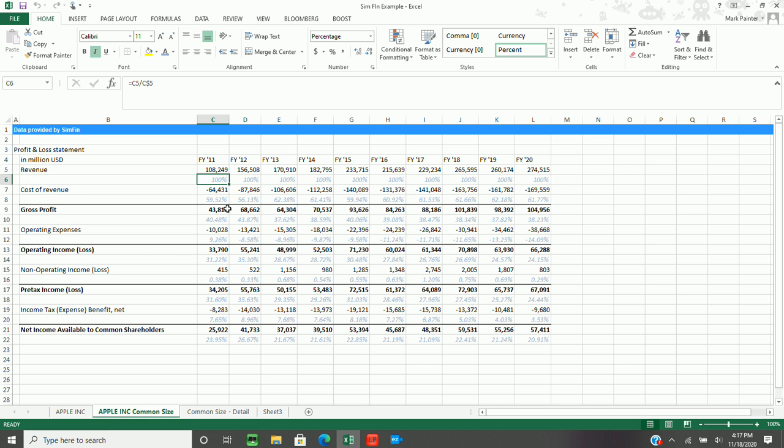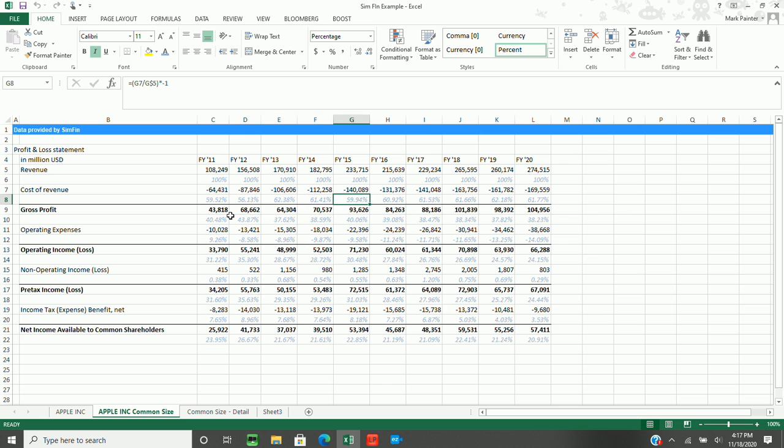So what a common size does is, on the website we looked at growth rates, and here we look at common size to see what's going on in the particular business. So cost of revenue is really the direct cost relating to manufacturing or producing the goods. This will include material costs, labor costs, things of that nature. And so it's interesting to look and see how has that cost of revenue changed over time?